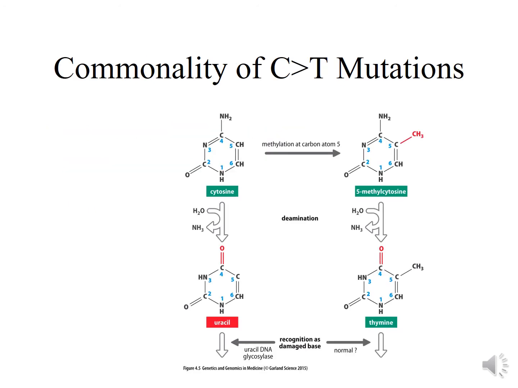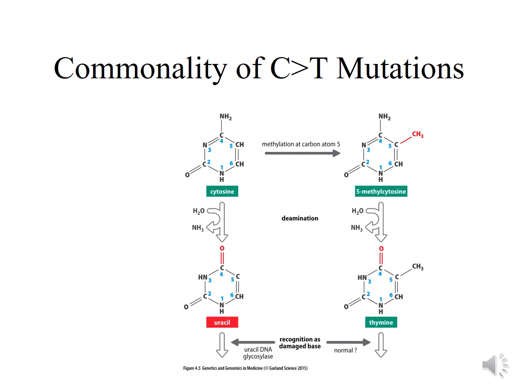This slide shows why C to T mutations are the most commonly observed in human DNA. Deamination of cytosine is a very common reaction in our cells and normally produces a uracil, a base that is unusually found in DNA but is normally found in RNA. Our cells are well equipped with a special enzyme, uracil DNA glycosylase, that recognizes uracil in DNA and then removes it as part of the base excision DNA repair pathway.